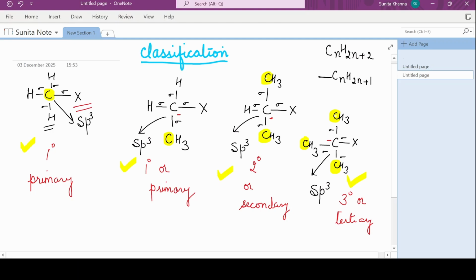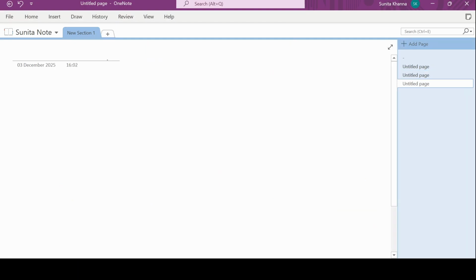Okay, now we come to another example. There are two very common terms, allylic and vinylic, where children get confused. Allylic and vinylic. First we go to allylic.